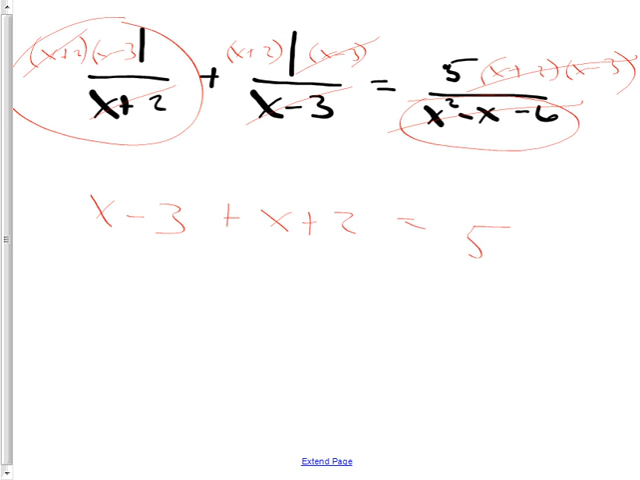Equals 5. And this one doesn't even have a quadratic in it. So this is a really simple one. 2x minus 1 equals 5. Add 1 to both sides. 2x equals 6. X equals 3. Raise your hand if you had that one right. Okay, awesome.